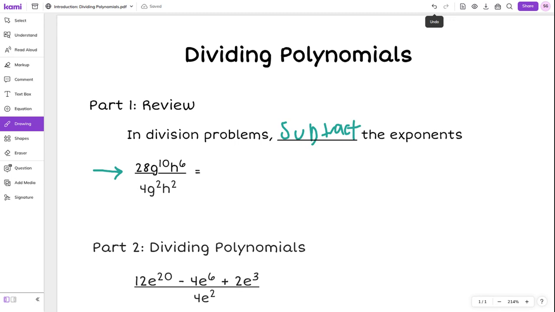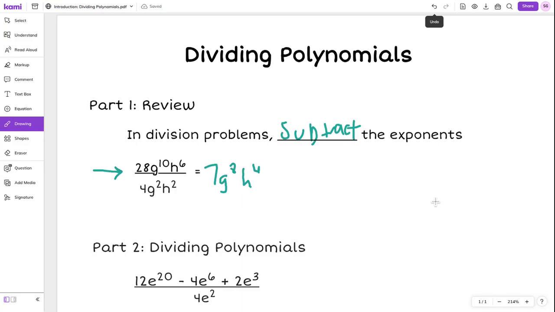So in that previous lesson, we learned that when you're dividing problems like these, you can do it one part at a time. So starting off, dividing our two numbers, 28 divided by 4, that gives me 7. And then when it comes to our variables, we subtract our exponents. So looking at g, I subtract the exponents 10 minus 2, and I get g to the 8th power. And then same thing for h. Looking at my h's, I need to subtract 6 minus 2, and I get h to the 4th power.